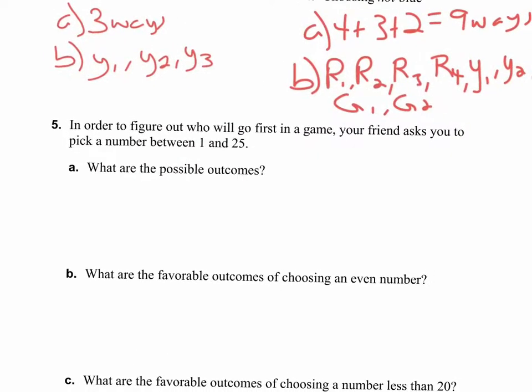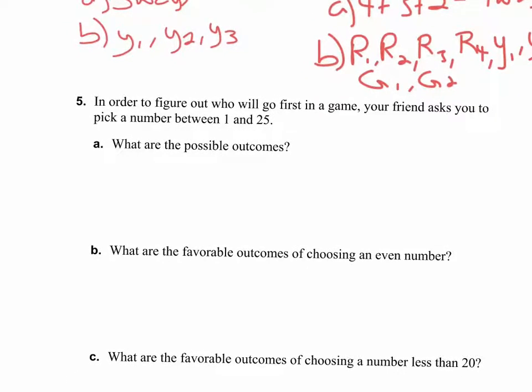Now, in order to figure out who will go first in a game, your friend asks you to pick a number between 1 and 25. What are the possible outcomes? So outcomes are just what could happen.